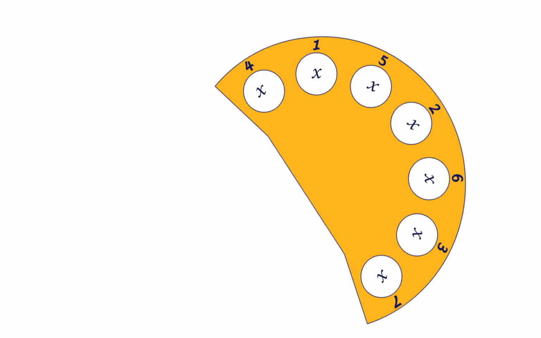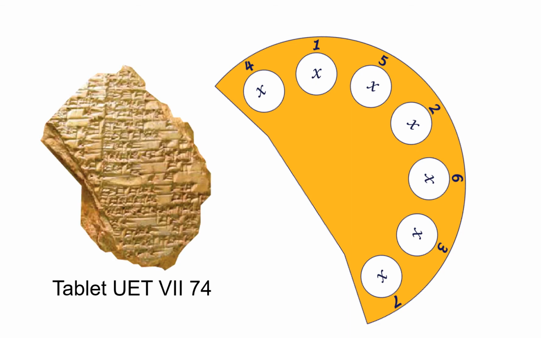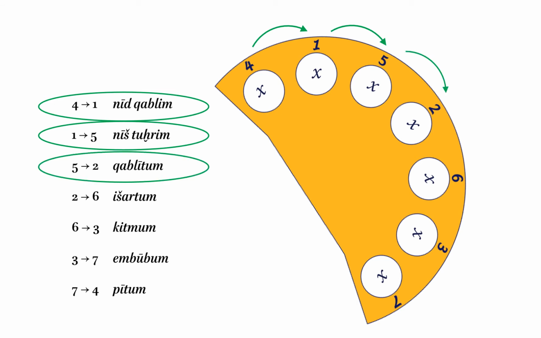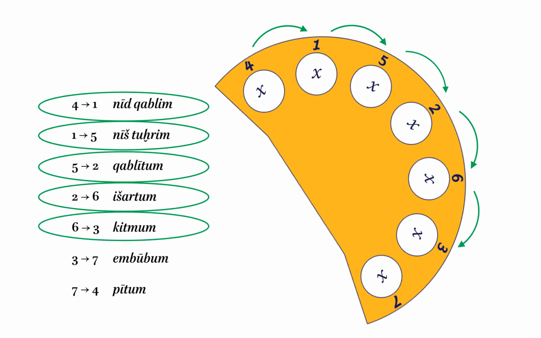Instead, they named the intervals heard between pairs of these 7 notes. For example, as described on tablet UET 774, they called the interval between the 4th note and the 1st note of the scale nidkablum, and the interval between the 1st and 5th notes was called nisturum, the one between the 5th and 2nd notes kablitum, the one between the 2nd and 6th notes isartum, the one between the 6th and 3rd notes kitumum, and the one between the 3rd and 7th notes embubum.